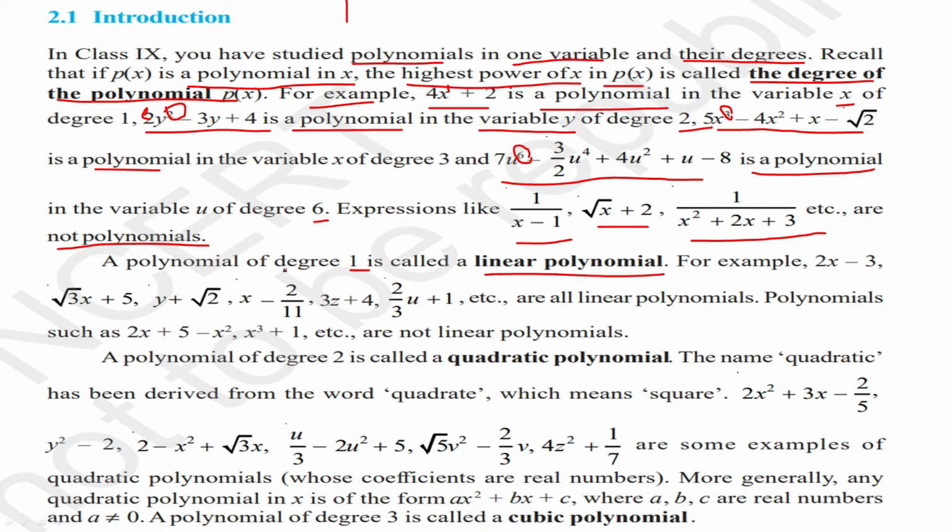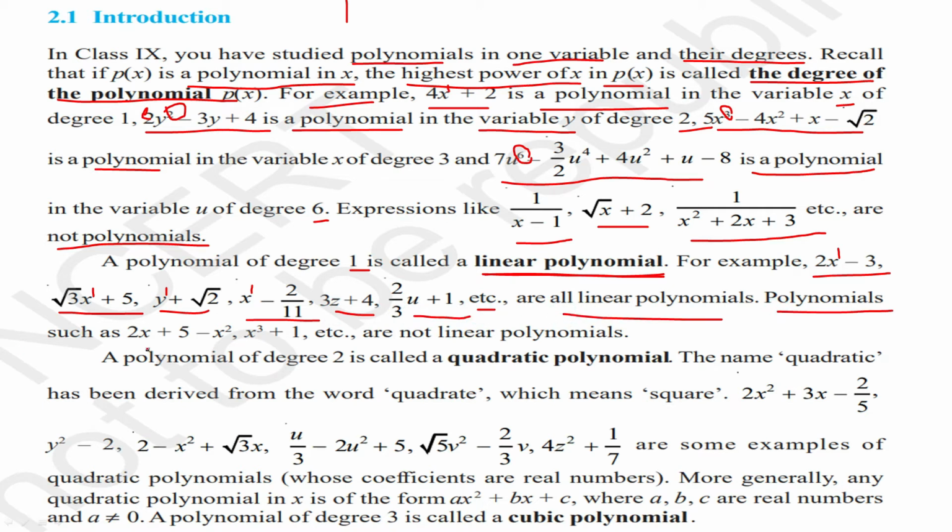If the degree is 1, then we can say it is a linear polynomial. For example, 2x - 3, here the degree is 1. √3x + 5, the degree is 1. y + √2, the degree is 1. x - 2/11, the degree of the polynomial is 1. So it is called a linear polynomial. These are examples of linear polynomials, and we can write many more.